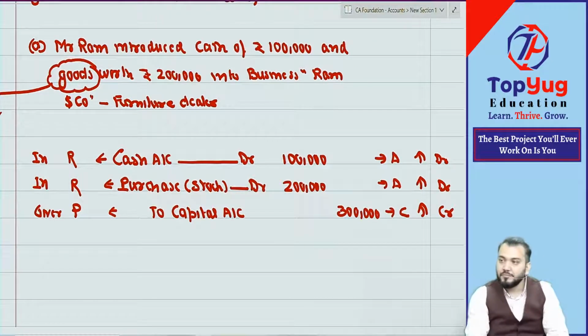Have you understood how to write? Correct? Whenever you are confused about which account is debited and which account is credited, first do the analysis, then write down the journal entry. Correct? So I'll give you some transactions.